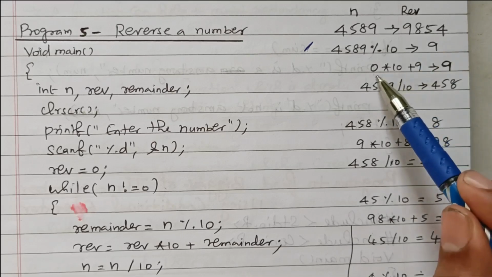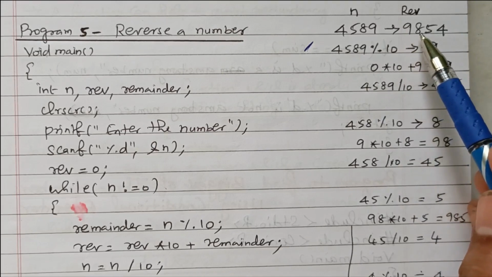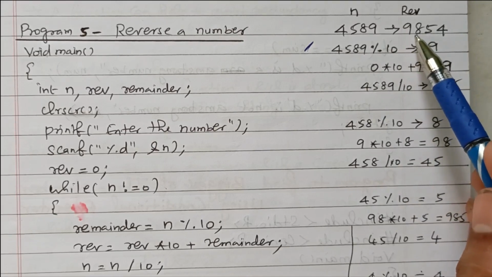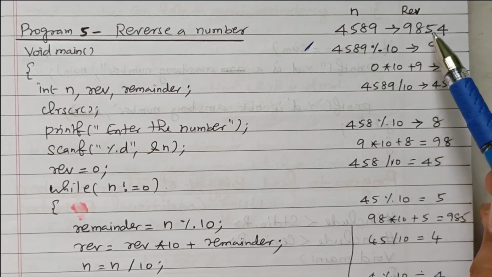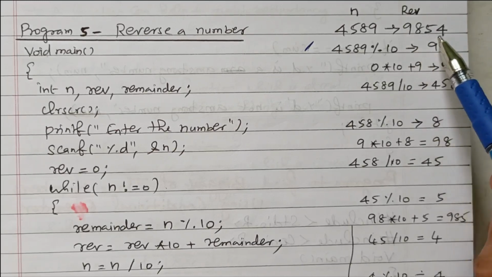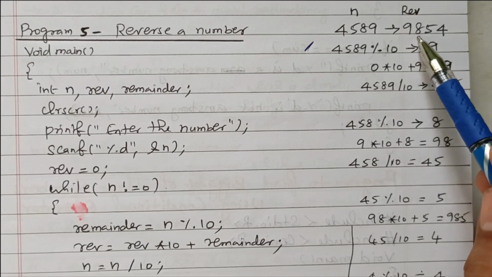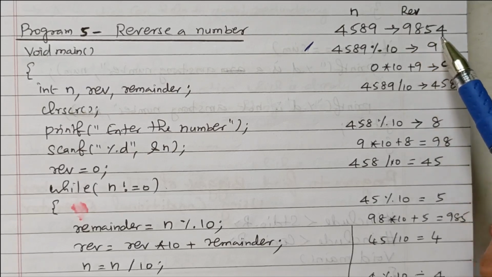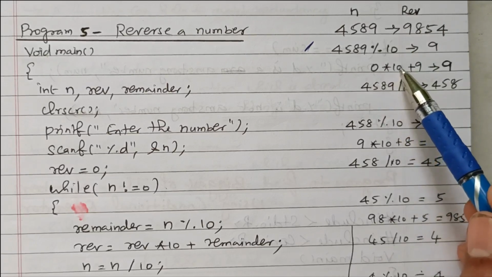So we have one value. Initially it is 0. Because 9 means the next digit will be 98. So increase by 10. The next digit will be 5. Increase by 100. Next digit will be 4. Increased by 1000. So the position keeps on changing. This is the first position. Second position means 10 value. Third position means 100 value. 1000 value. The position keeps on changing. So that we multiply by 10.